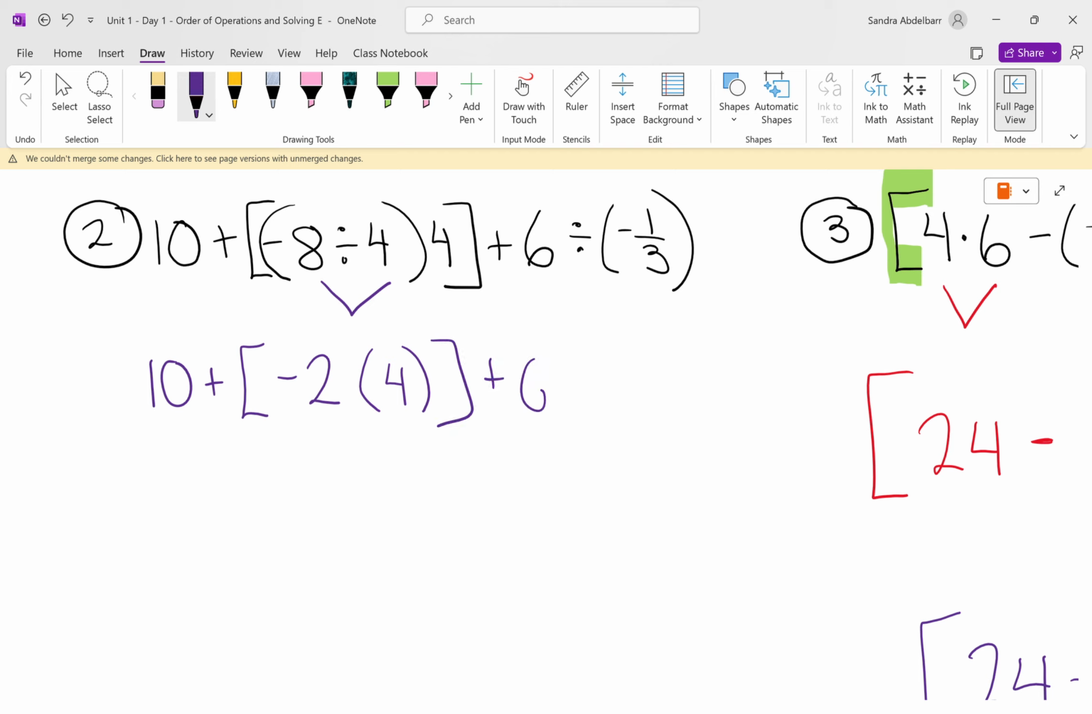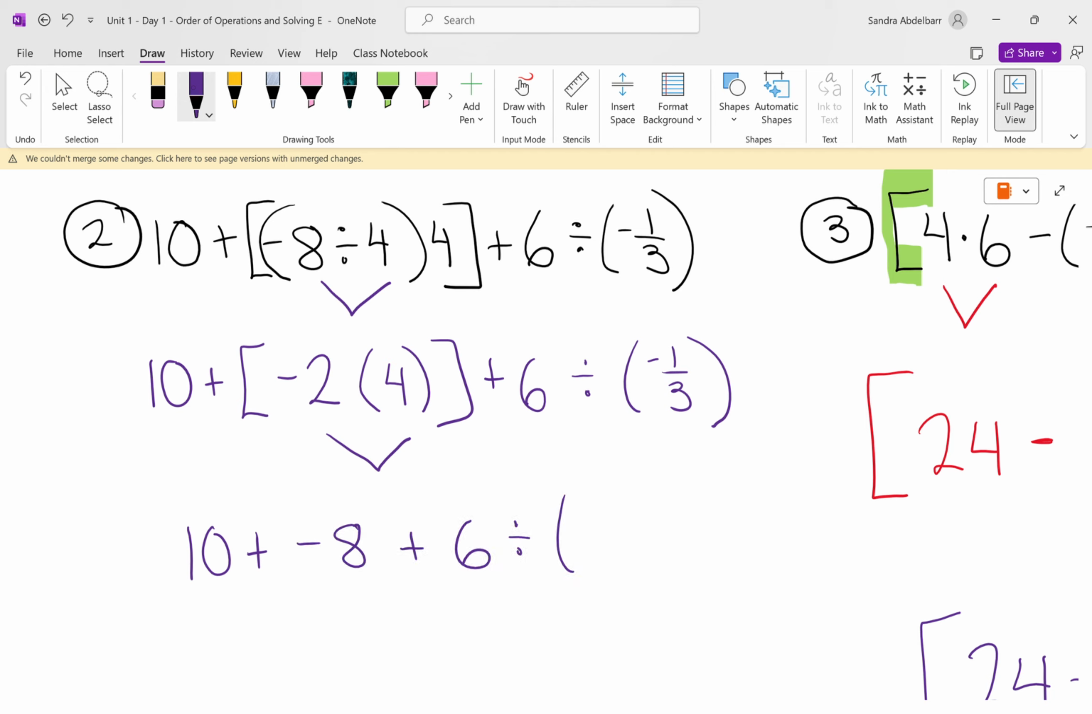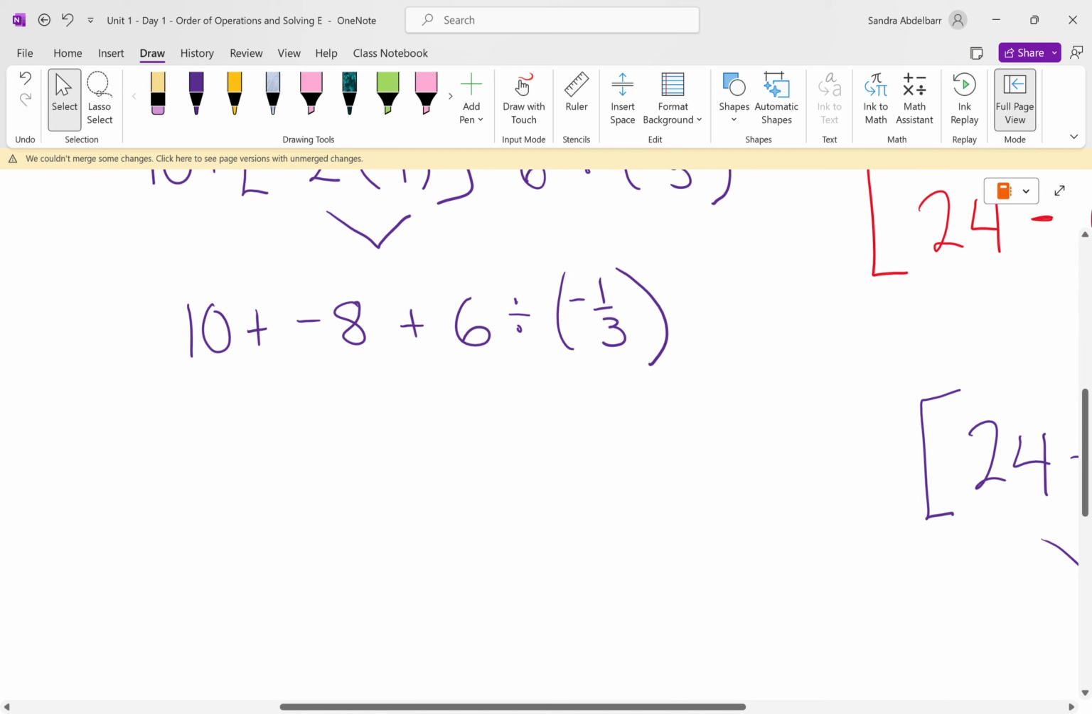Then we want to multiply that by 4 plus 6 divided by -1/3. So I'm still working within my brackets. So now we have -2 times 4 is -8 plus 6 divided by -1/3. So now what we have is addition and division. According to PEMDAS, we have to do the division first. So we have to work on this.